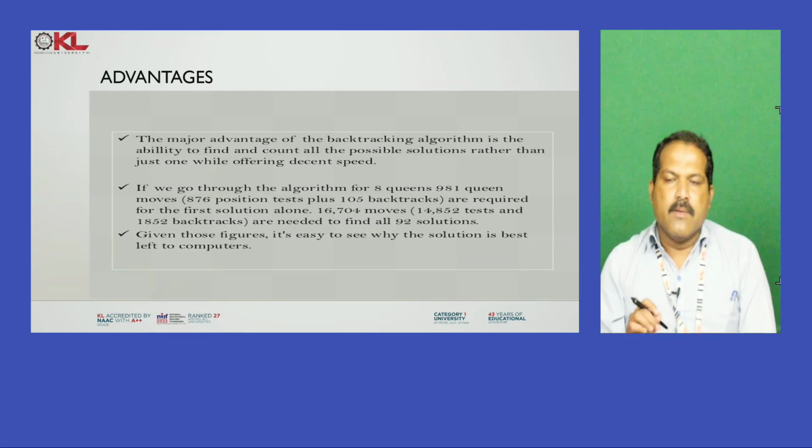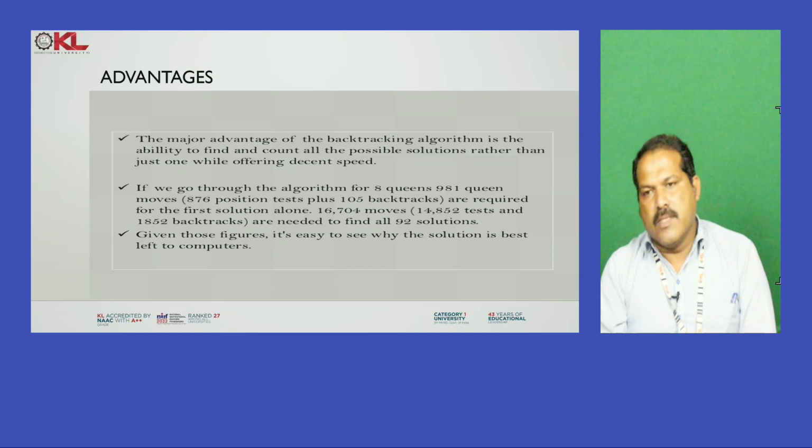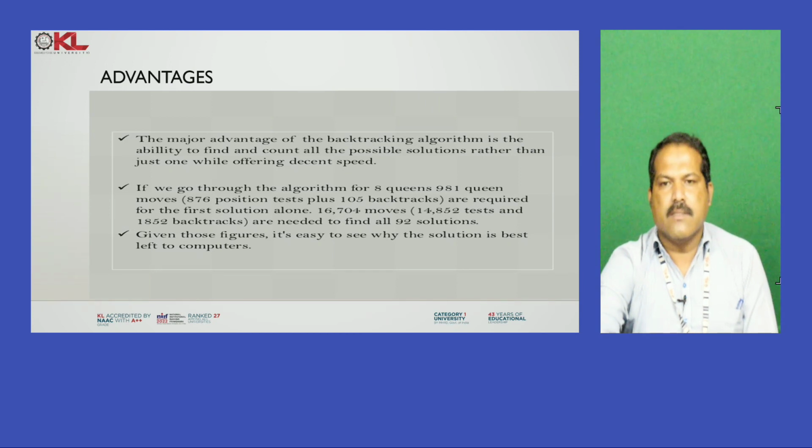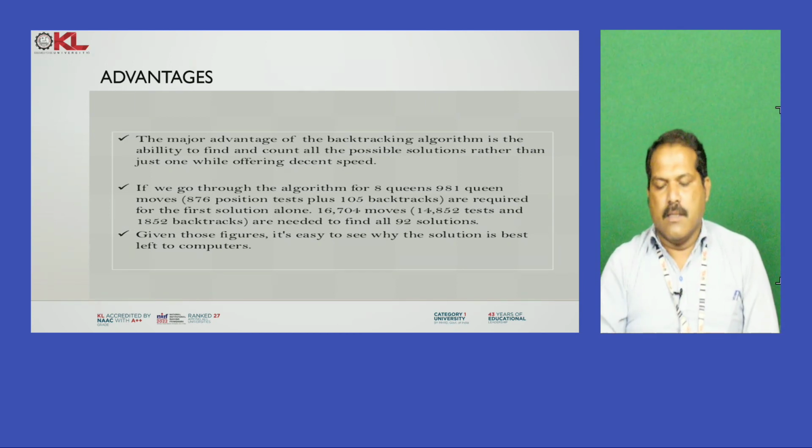There is a problem to find the best solutions, to find the feasible solutions rather than just one, while offering decent speed. If we go through the algorithm for 8 queens, 981 queen moves, 876 position tests plus 105 backtracks are required for the first solution alone. 16,704 moves, 14,852 tests and 1852 backtracks are needed to find all 92 solutions. Given those figures, it is easy to see why the solution is best left to a computer. So for the 9 queens problem, backtracking is so good compared to the brute force approach. So thank you.